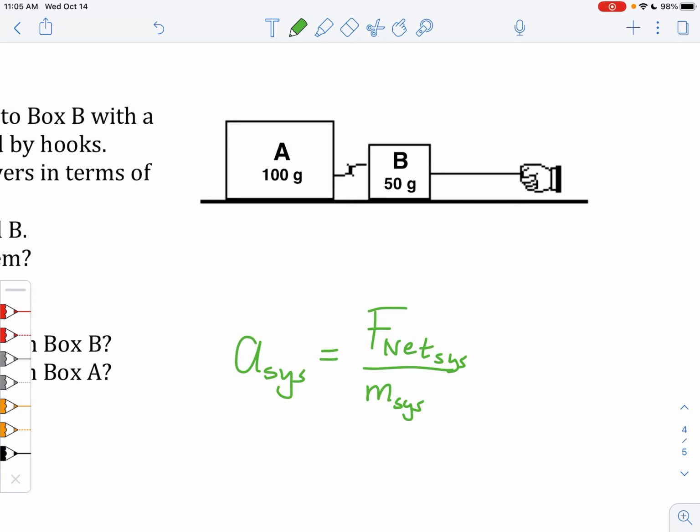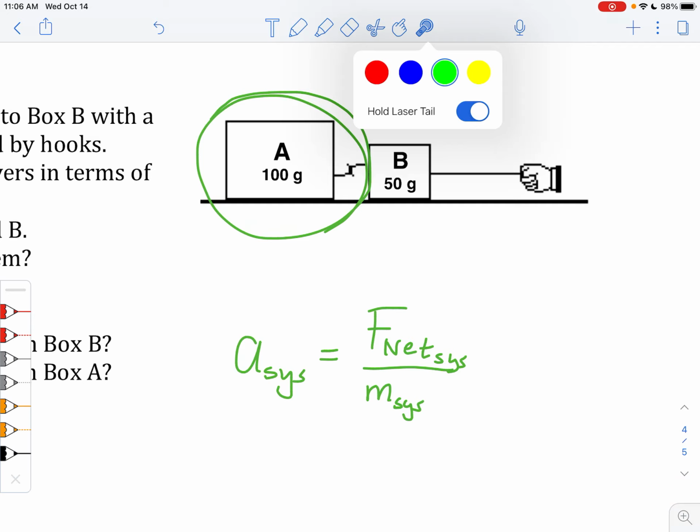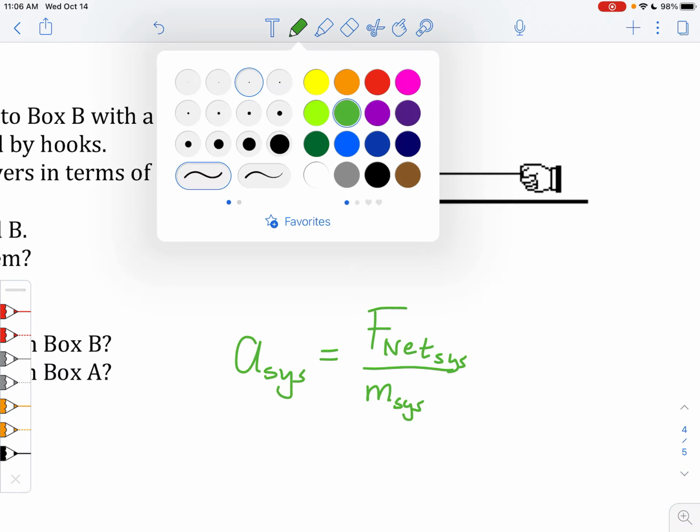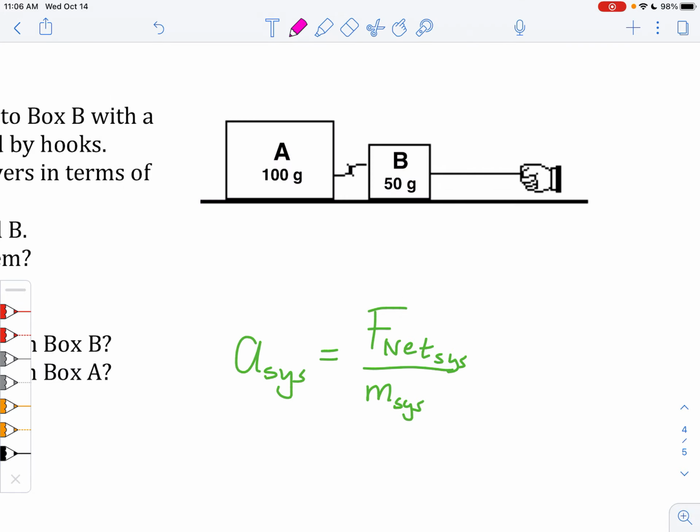So, if we were to just look at A. Now, A has to have the exact same acceleration as the system because it's all tied together on one whole thing. It's all moving together. So if we were to just look at A, you should see that A is going to have the exact same acceleration as the system. However, the mass is less. By how much? Well, A is 100 grams out of the total 150 of the system. So that is 2/3 the mass of the system.